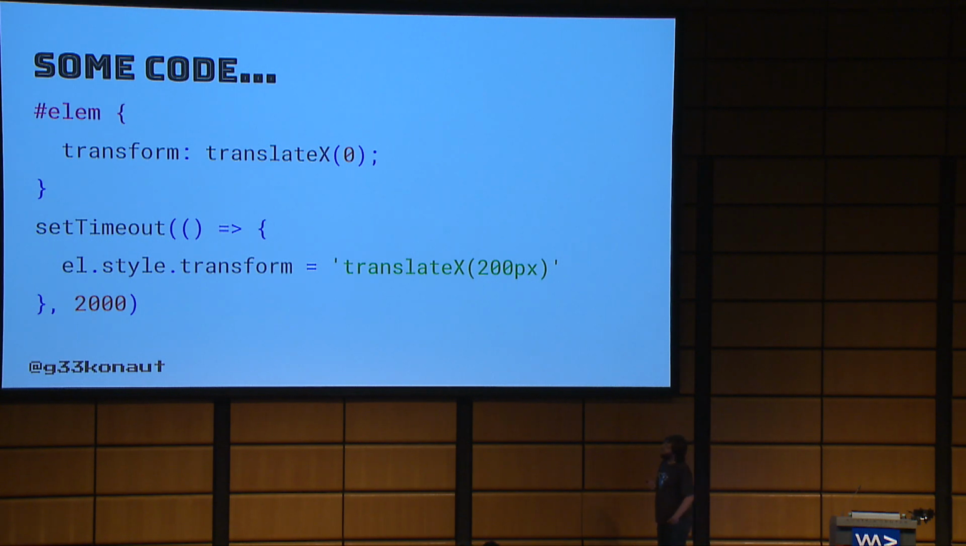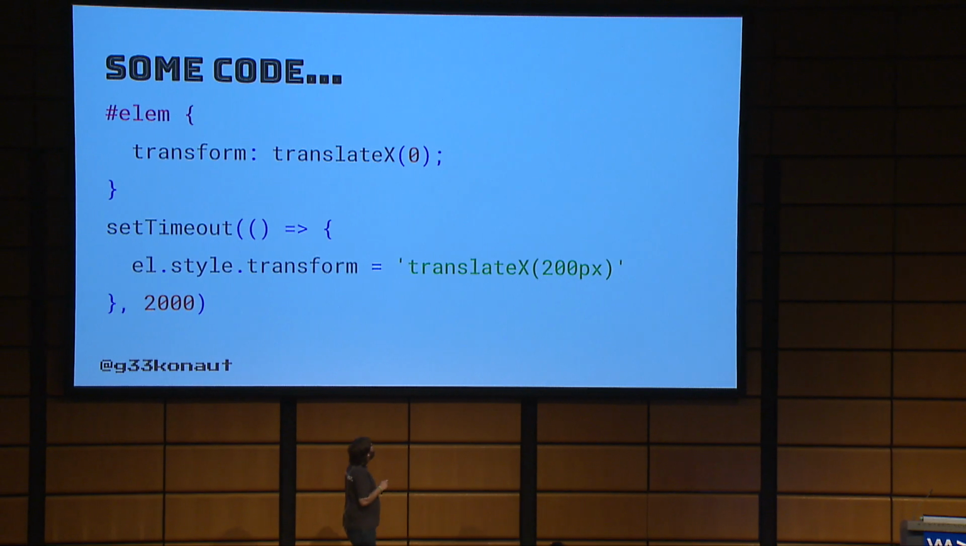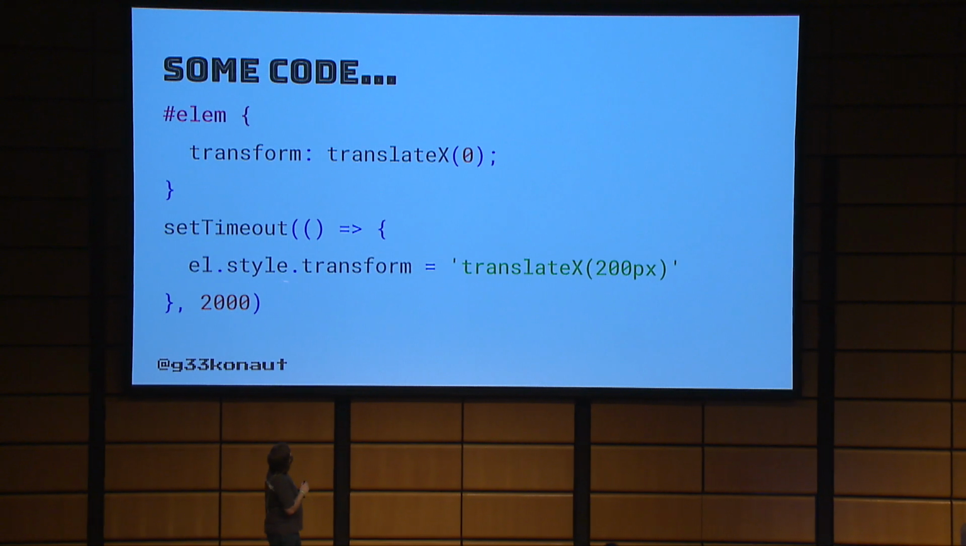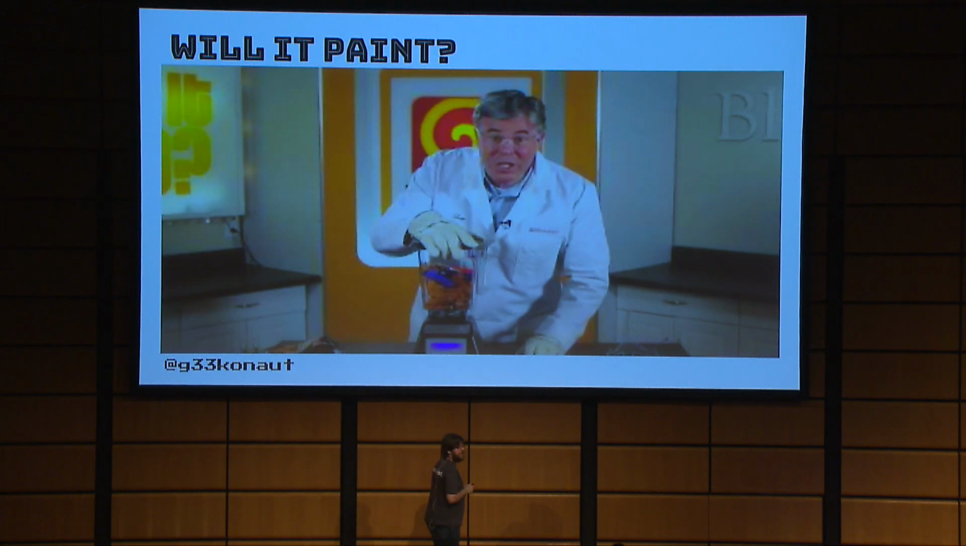So here we have a CSS transform for the translate X. So we are translating it nowhere. And then after 2 seconds, we are translating it on the x-axis to 200 pixels. Does that paint? Who thinks yes? Who thinks no? Who thinks I shouldn't be doing this? Tough luck. All right, so let's have a look.